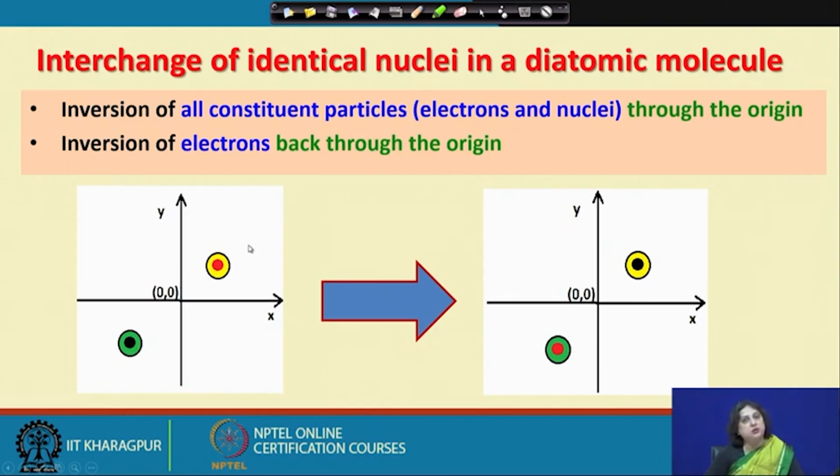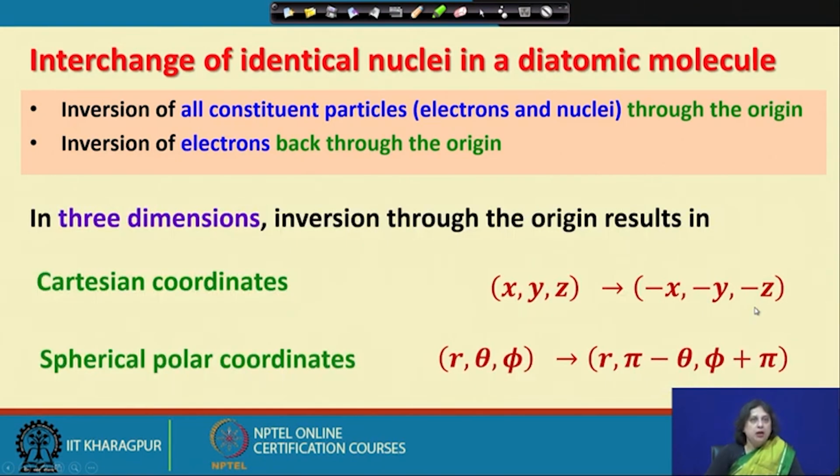So, this is a pictorial representation of what I mean by interchange of the identical nuclei in a diatomic molecule, which means that if to start with I had a configuration like this, I am going to go to a configuration like that as a result of the interchange of the identical nuclei. Now, under such an operation, this inversion, we would like to talk about what happens in 3 dimensions. Obviously, in 3 dimensions, you can work in Cartesian coordinates.